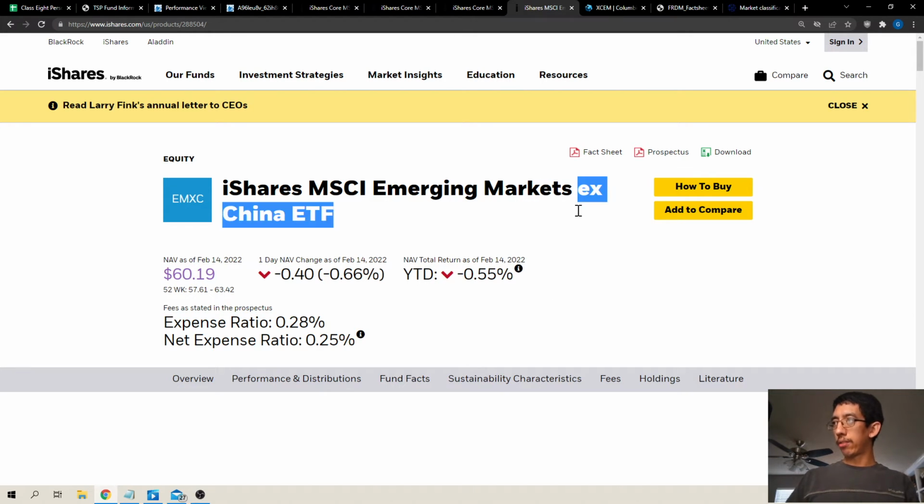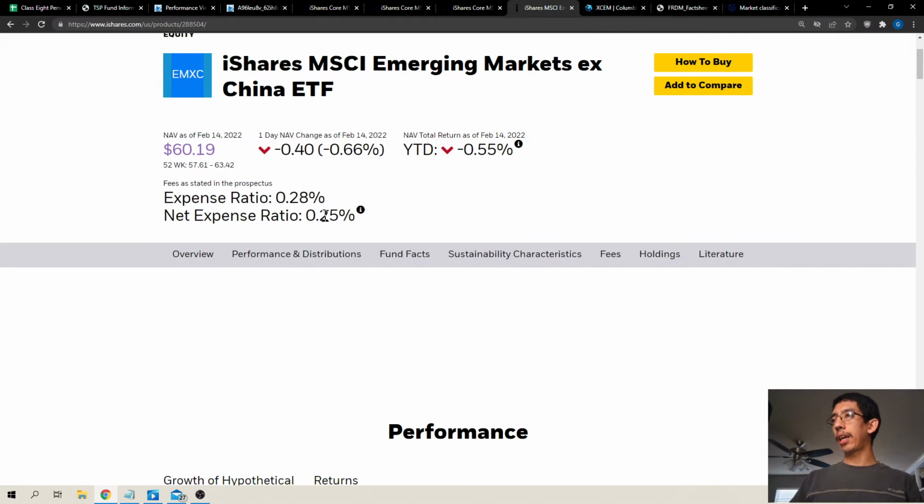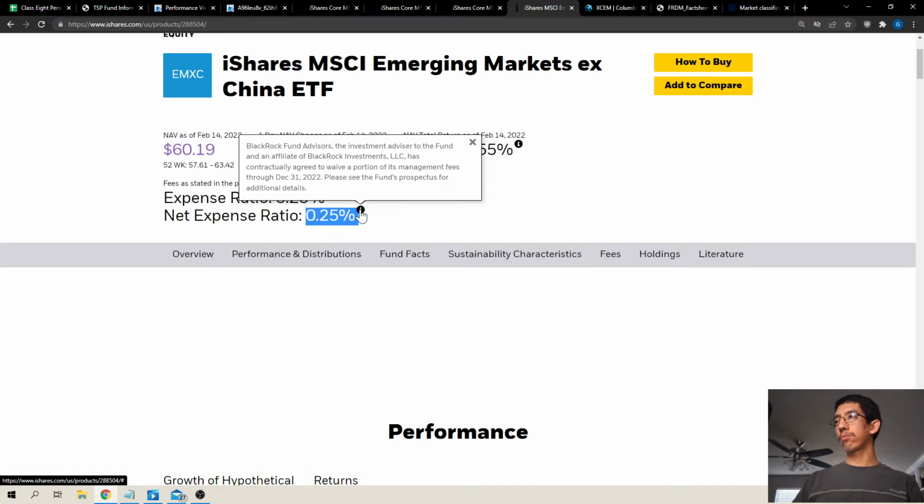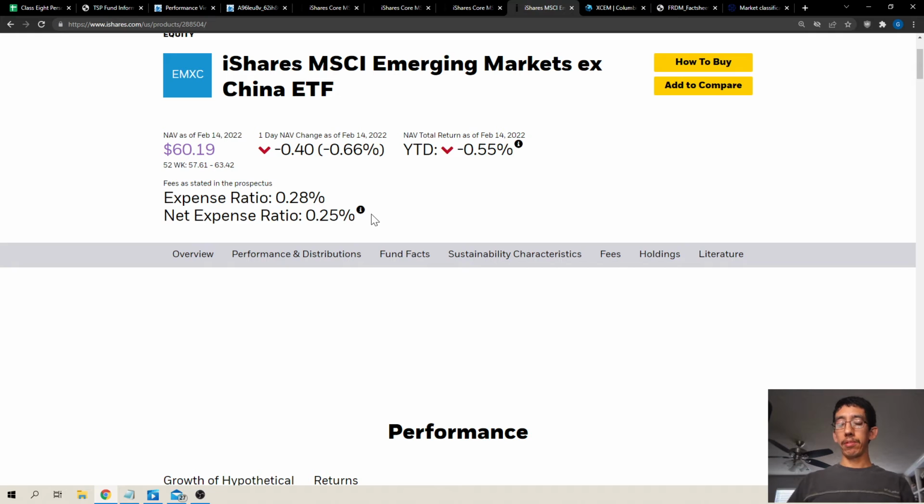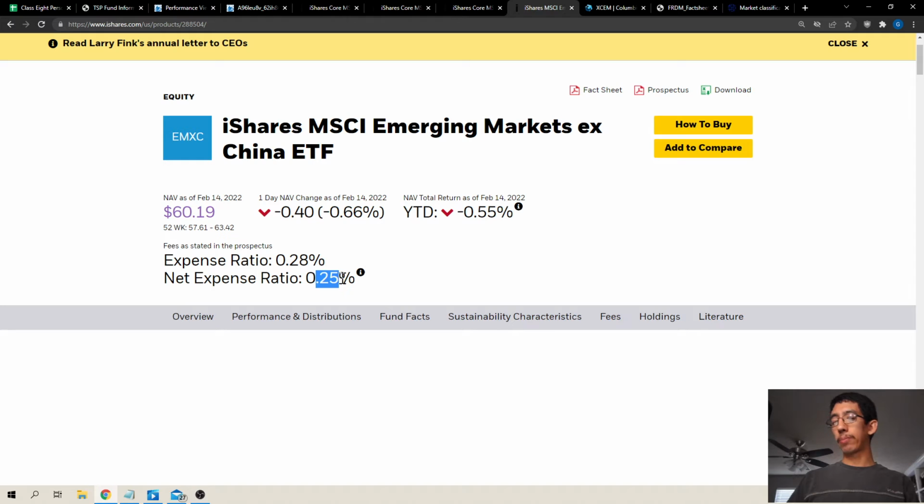Emerging Markets X, that is excluding China ETF, and the ticker is nice and easy to remember. EM, Emerging Markets, XC, X China, excluding China. It's got an expense ratio of 0.25. When you see a net expense ratio versus an expense ratio, it's really this one, but they say, hey, we're waiving a portion of the fees. I don't think they're actually going to bring the fees back up. I mean, maybe they will. So don't take that as an absolute guarantee. For now, the expense ratio that you're paying is 0.25, and maybe the extra 3 isn't something you're particularly worried about.